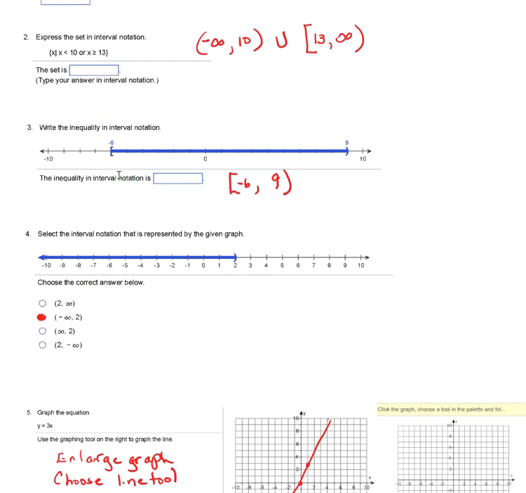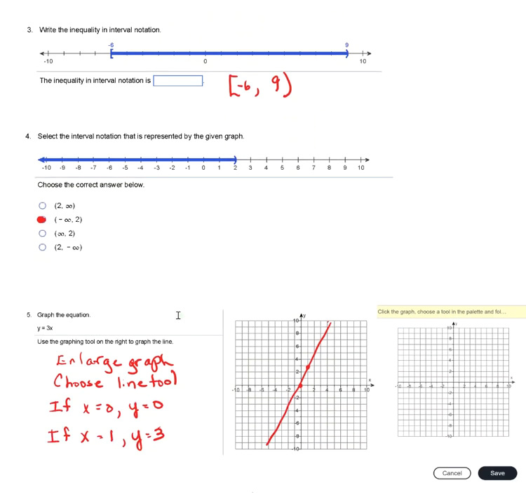On number 3, we're going from a graph to interval notation. So we note that we are between negative 6 and 9. We have a bracket here, a parentheses on the right. So this is what our answer will look like, negative 6 to 9, bracket, parentheses.